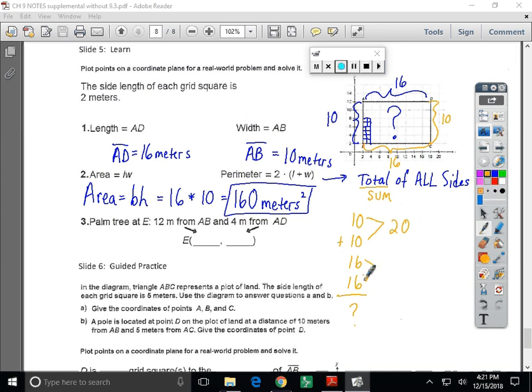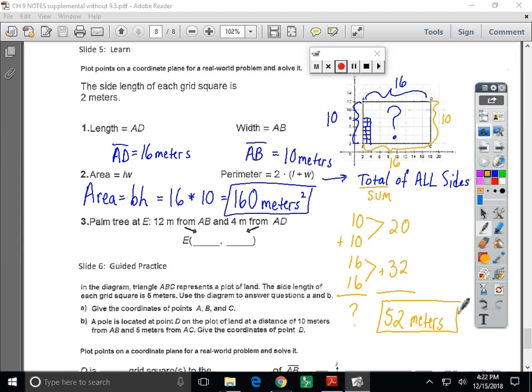10 plus 10 is 20, and 16 plus 16 is 32. I'm just kind of doing some number bonds here to help myself out. If I add these together, it looks like I get 52. But we're talking about perimeter. That's actually a linear measure, so we're just going to call this meters. It's a straight length. That's our perimeter. Does it work with this formula?